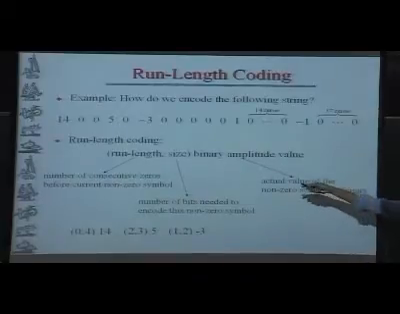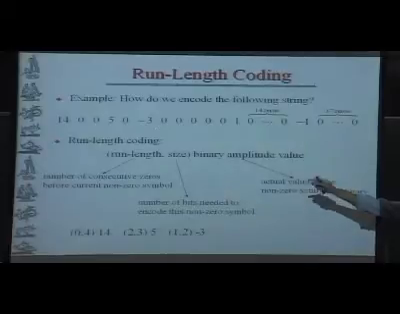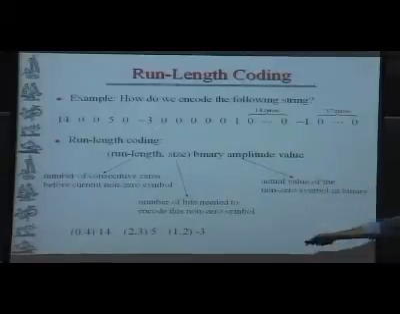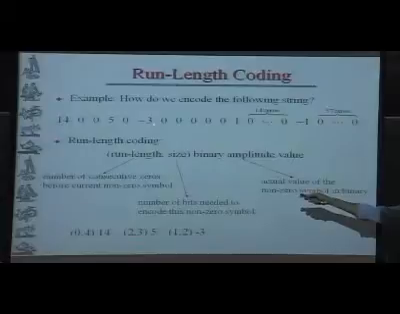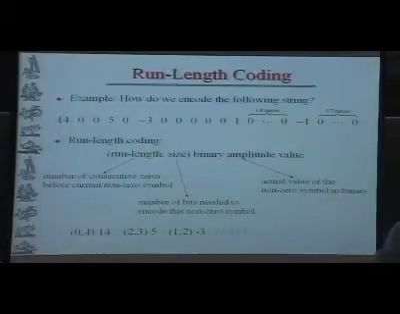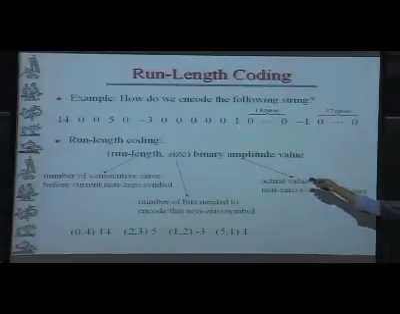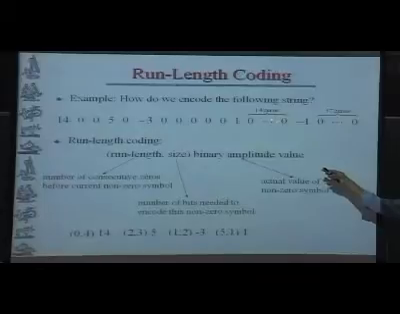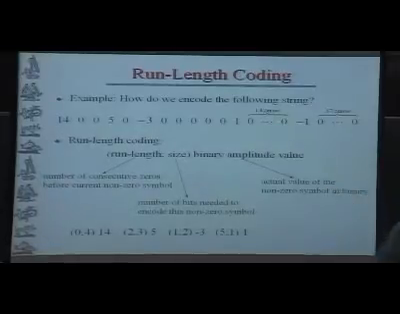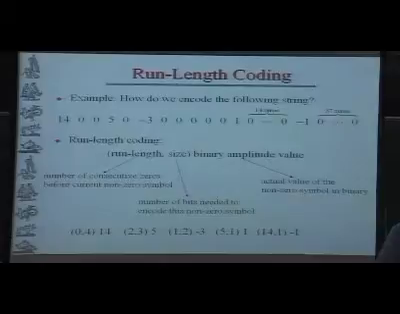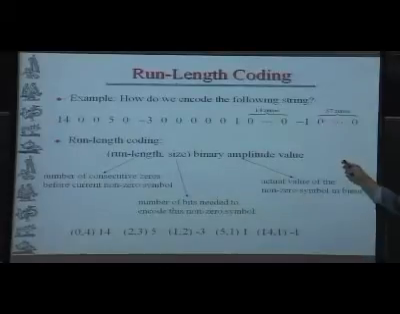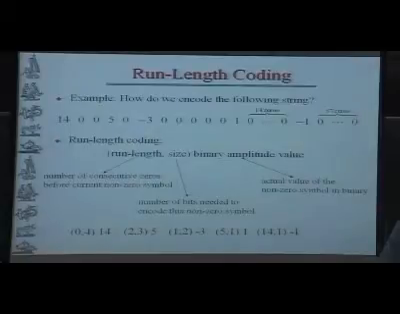I need 2 bits to describe it. Let's just think about the amplitude only, the absolute value. I need 2 bits to represent 3. Then I need 5, 1, 1 to describe this one. And then I need 14, 1, -1. And then what would you suggest I do with the rest? Yes, 0, 0, 0 or something like that.